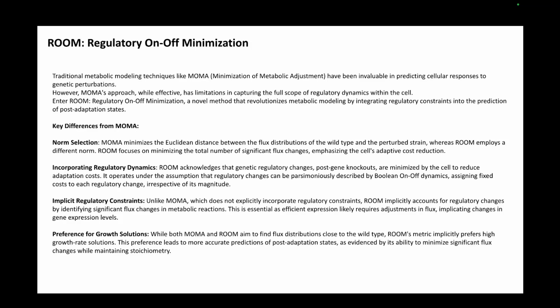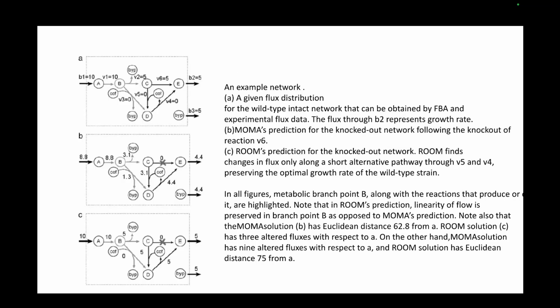Unlike MoMA, which does not explicitly incorporate regulatory constraints, ROOM implicitly accounts for regulatory changes by identifying significant flux changes in metabolic reactions. This is essential as efficient expression likely requires adjustments in flux implicating changes in gene expression rates. So the major difference between MoMA and ROOM is this incorporation of regulatory mechanisms. So yeah, these are different predictions.